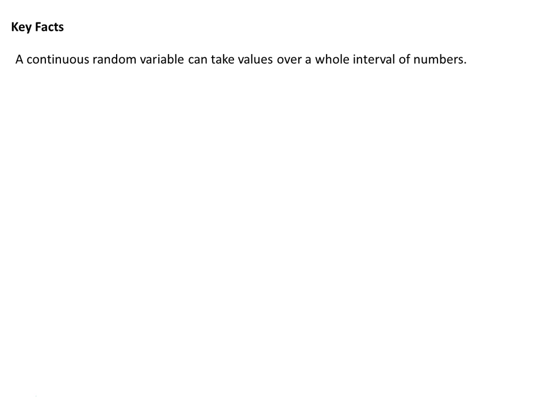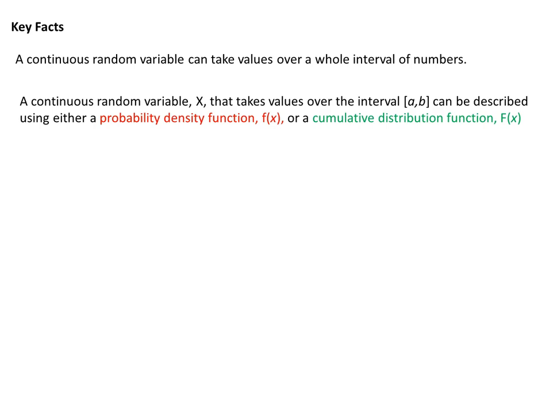So, in terms of key facts, a continuous random variable is a random variable that can take values over a whole interval of numbers. A continuous random variable that takes values over an interval can be described using either a probability density function, and we usually use a little letter f for the probability density function, or the random variable can be described by a cumulative distribution function, and for the cumulative distribution function we usually use a capital letter for the function.